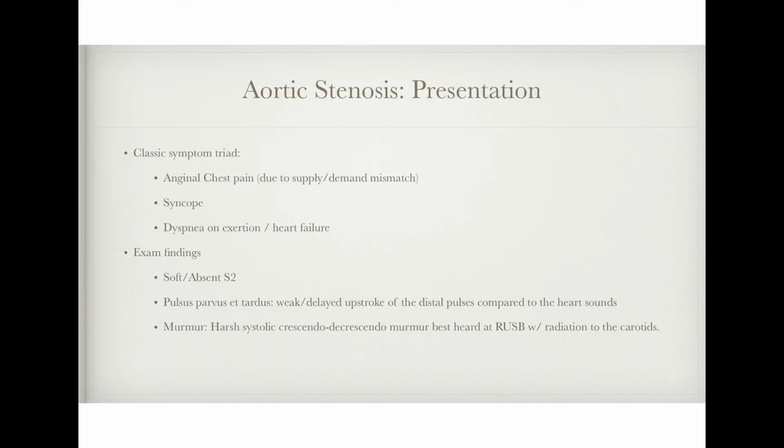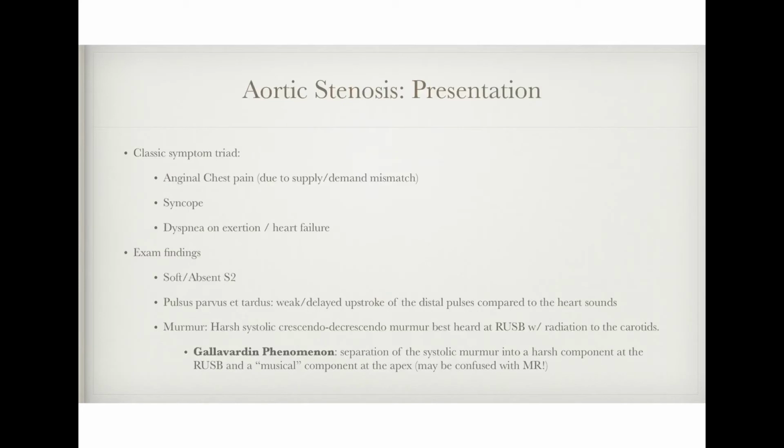In addition to this classic murmur, it's important to be aware of something called the Gallavardin phenomenon. This is the separation of that systolic murmur into the harsh component, which is heard at the right upper sternal border, and what's described more as a musical component that's better heard at the apex. Since it's better heard at the apex and occurs during systole, it can often be confused with mitral regurgitation. But in fact, it's just a phenomenon associated with dissociation of the aortic stenosis murmur.